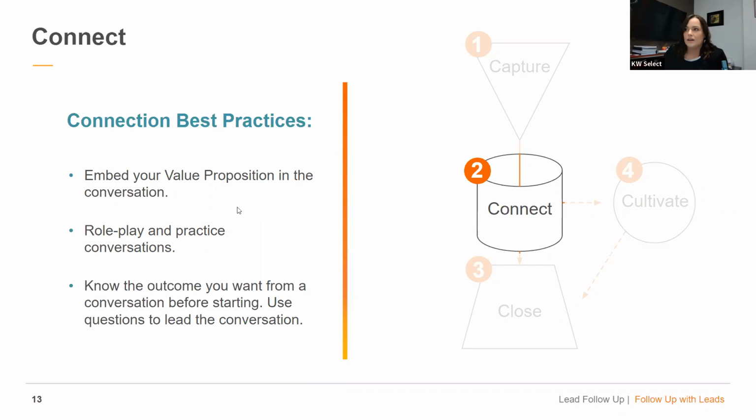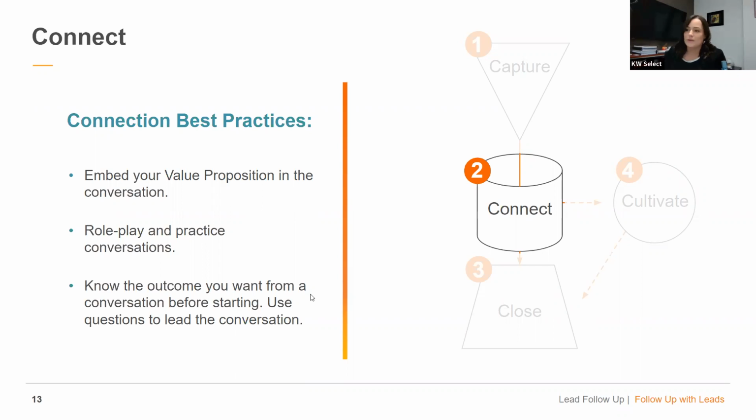Okay. So there are some best practices around this. Embed your value proposition that was talked about earlier in Ignite, and role play and practice your conversations. As you're thinking of these people you're going to talk to, it is good to have someone you can sit down and practice with, role play with another agent or your spouse or someone you can have that conversation back and forth with, because the more you practice it, the more confident you're going to be when you actually end up in that conversation in real life.